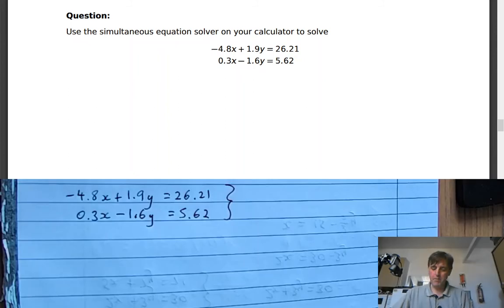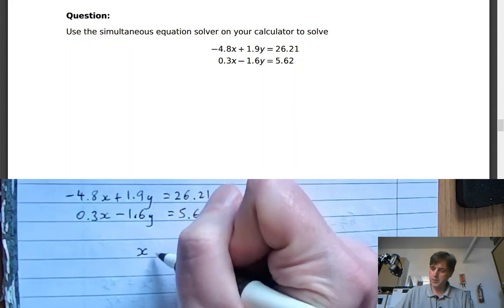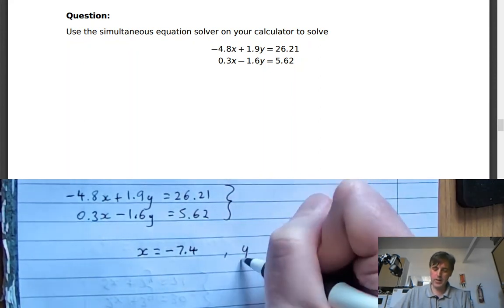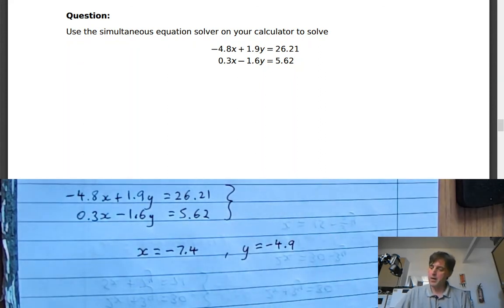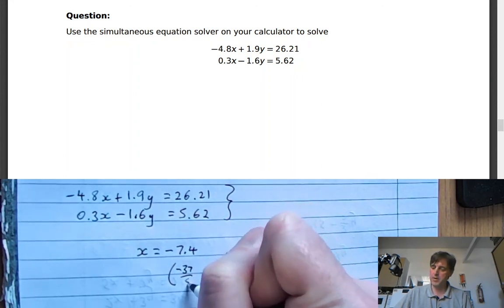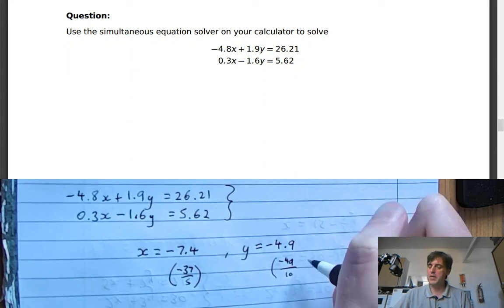Okay, so did you use your calculator? And if you did, did you get these answers? You should have got x equals minus 7.4 and y equals minus 4.9 as your solutions there. Of course, you may have got them as fractions, so if you did, minus 37 over 5 would be your x value, and minus 49 over 10 would be the y value.